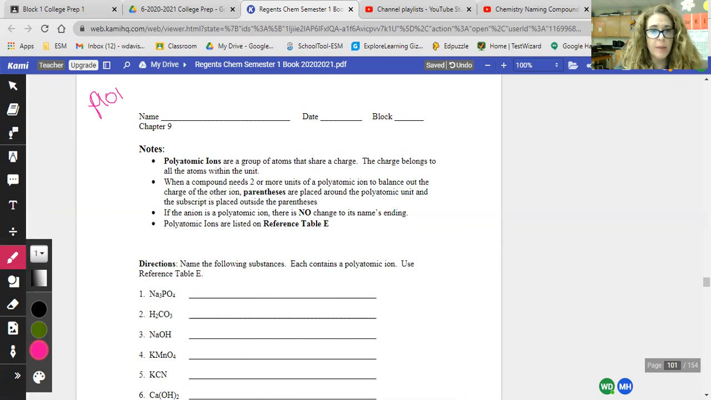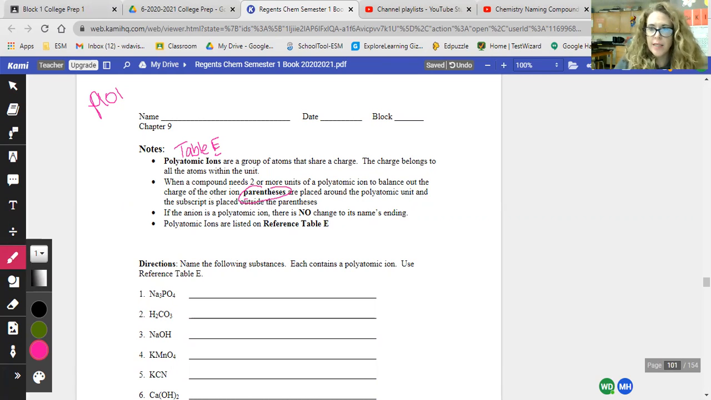We're going to talk about polyatomic ions. Again, those are on table E of your reference tables. It's a group of atoms that share a charge, right? It functions together as one whole group, so the charge belongs to the whole thing in the group. And we use the parentheses. I like to think polyatomic ion starts with P, parentheses starts with P.